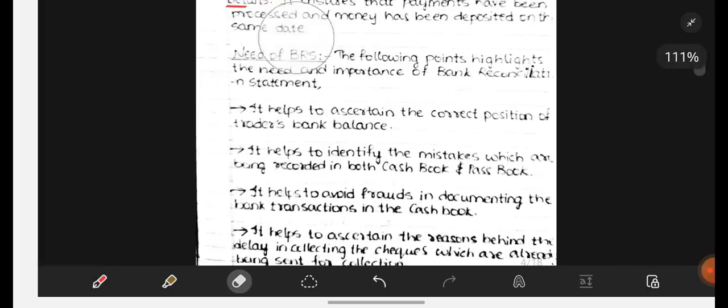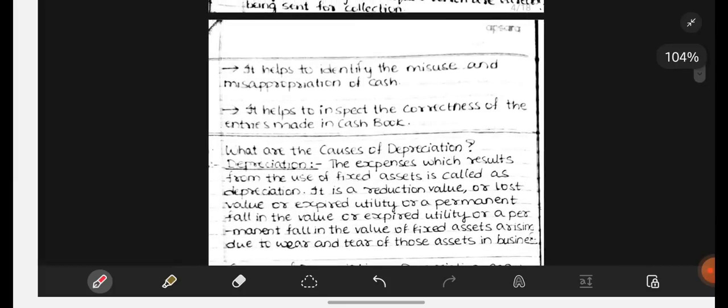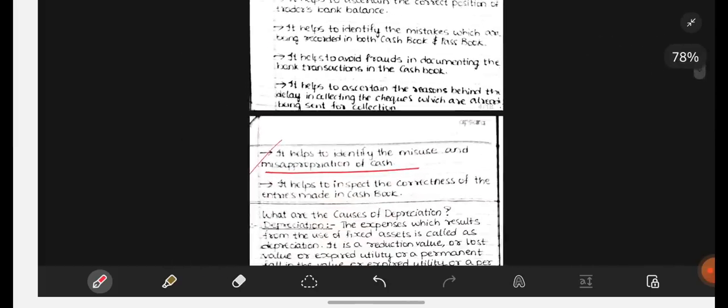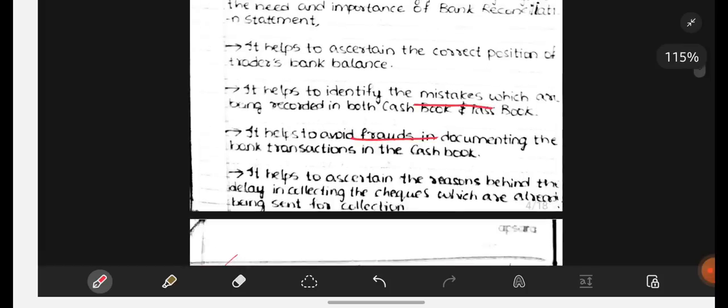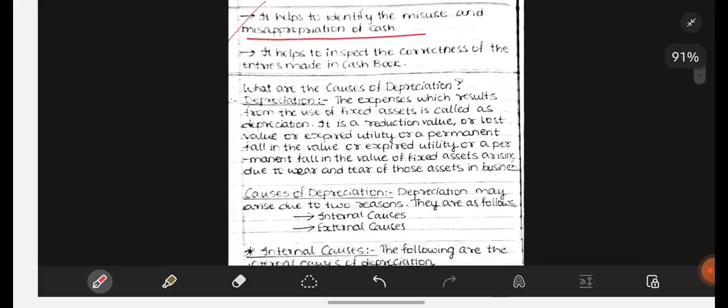I will be sharing the PDF in my Telegram group. Then, it helps to prevent misuse and misappropriation of cash. Whatever you can, write here: to avoid frauds, to avoid mistakes, to ascertain the position of the trader's bank balance, and other reasons.